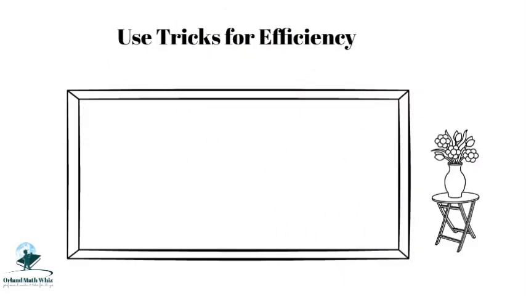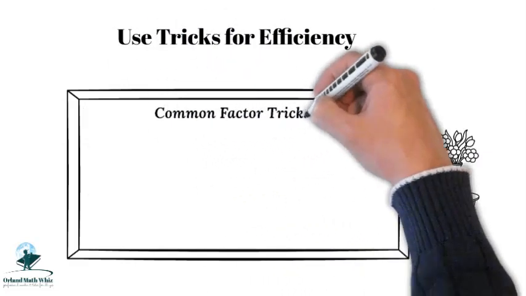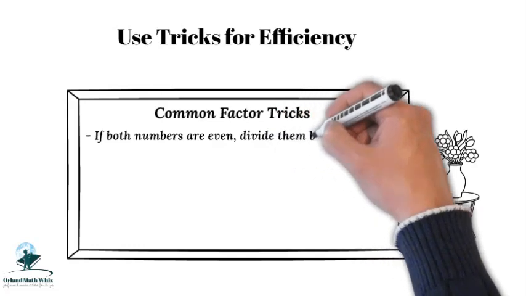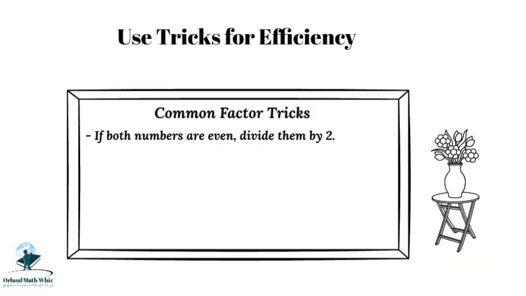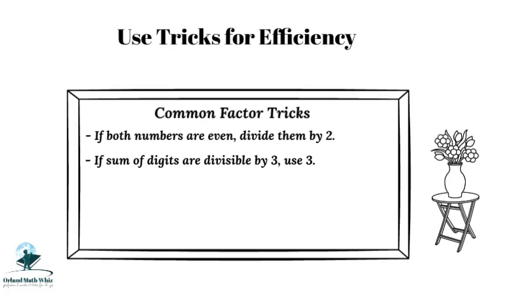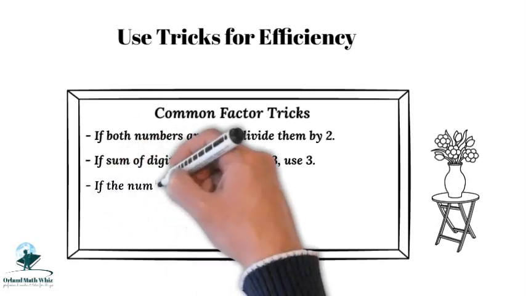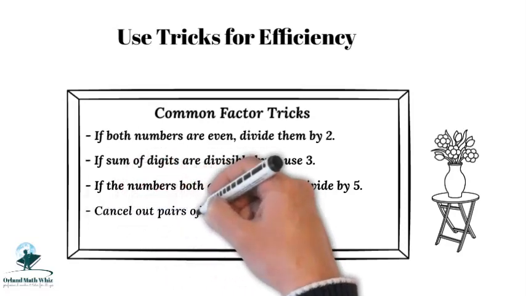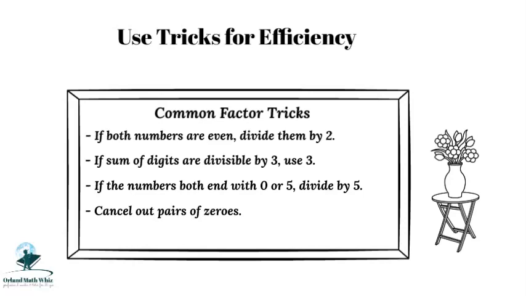To be more efficient, you were perhaps taught some tricks to find the common factor. Here are some of the tricks that you may have learned. If the top and bottom numbers are both even, divide both numbers by 2. If the sum of the digits are divisible by 3, then use 3. If the numerator and denominator end with 0 or 5, then divide both by 5. Cancel zeros in pairs if they both end with zeros.